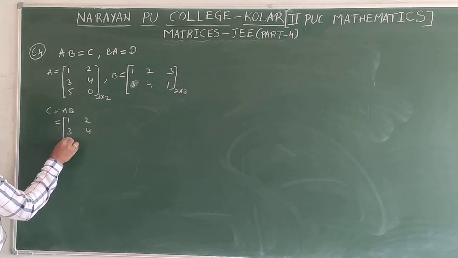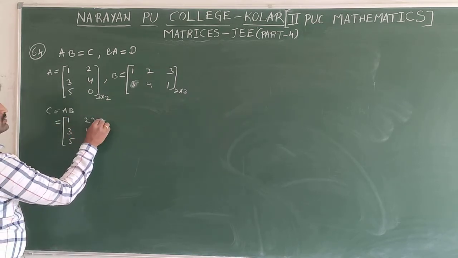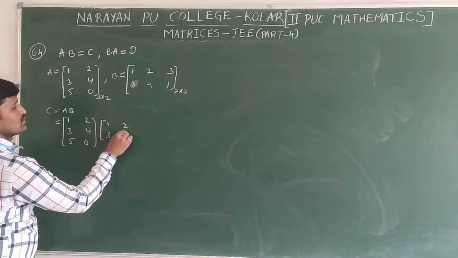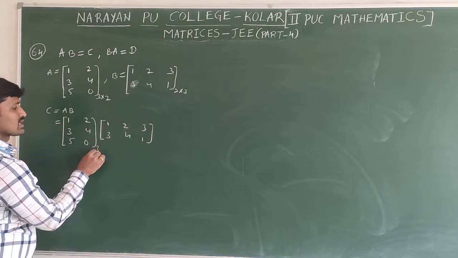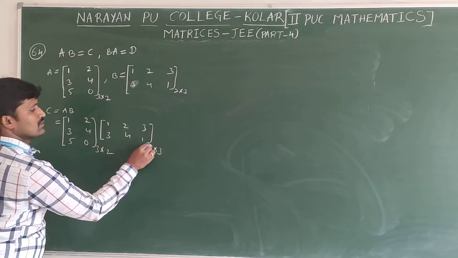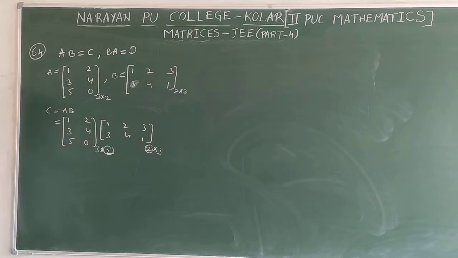1, 2, 3, 4, 5, 0. 2, 1, 3, 2, 4, 3, 1. Product clearly possible. Now here the number of columns and the number of rows is equal.